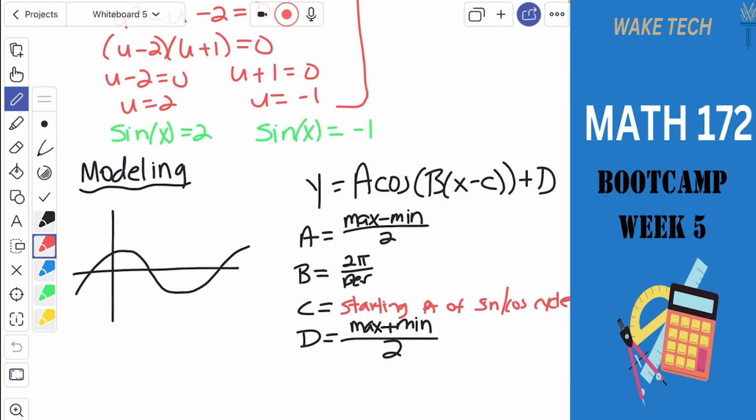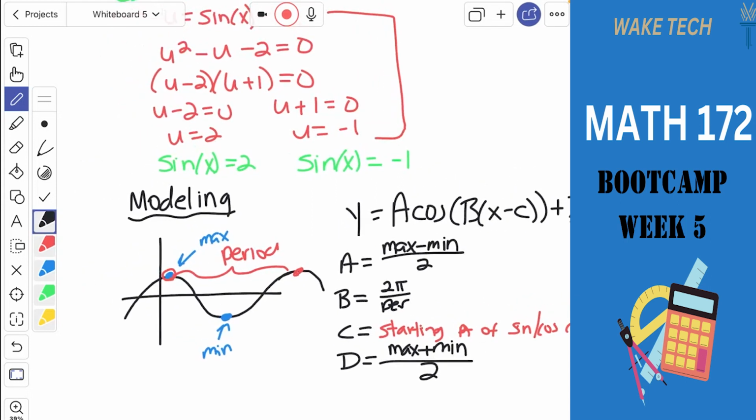Just to talk about these characteristics on the graph a little bit, the max and the min are the largest and smallest values. Max is up here, the min would be down here. The period is the distance from one maximum to the next maximum, or from one minimum to the next minimum. That's also a period.